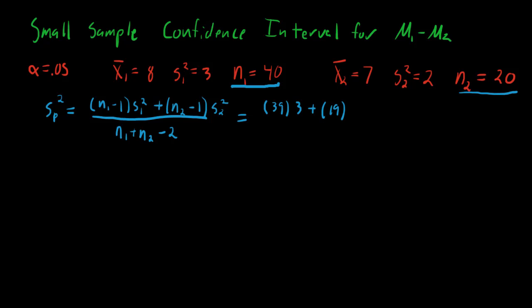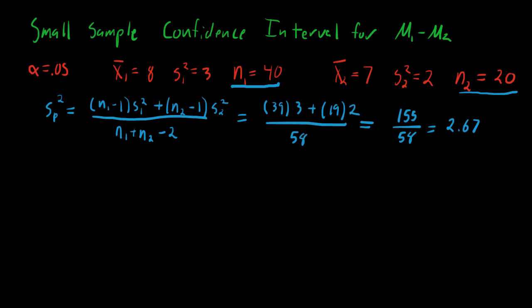multiplied by our s2 squared value, which is 2, and then we're going to divide that by our n1 plus n2, so 40 plus 20 is 60, minus 2 is 58. So we get 39 times 3 plus 19 times 2 over 58. And if we keep going with our calculation, we get 39 times 3 plus 19 times 2 is 155, all over our 58 value, which is equal to 2.67.